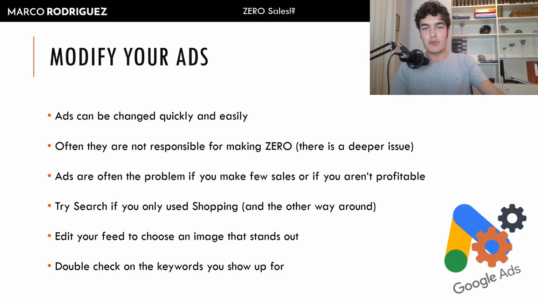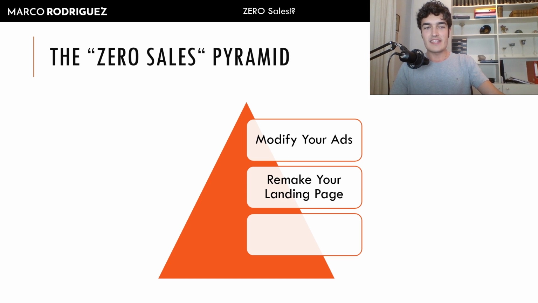Now, okay, this is probably all not new stuff for you, but the second step in the zero sales pyramid is the landing page. So the second step is remaking your landing page, because now that's where things are getting more interesting, right? If you make zero sales, don't blame it on the ads alone. Sure, they will play a role, but blame it, for example, also on the landing page. Because if you have a few hundred clicks, I've seen people getting 1,000 clicks, 500 clicks to their site without a sale, or maybe just one sale.